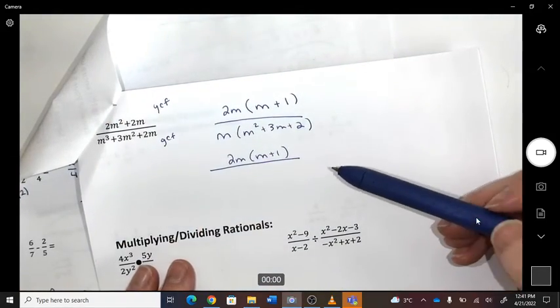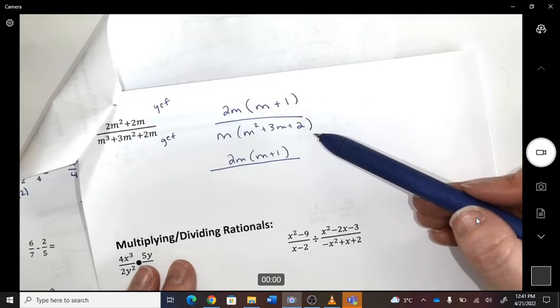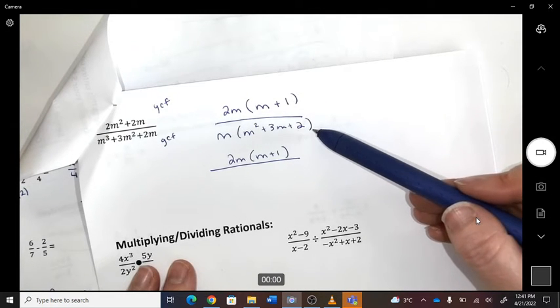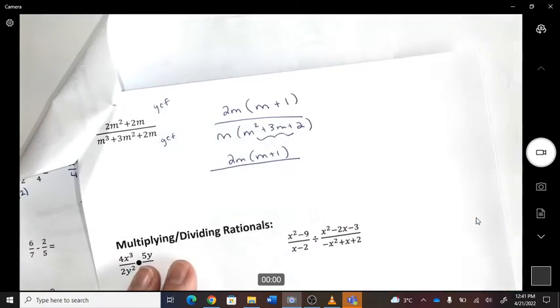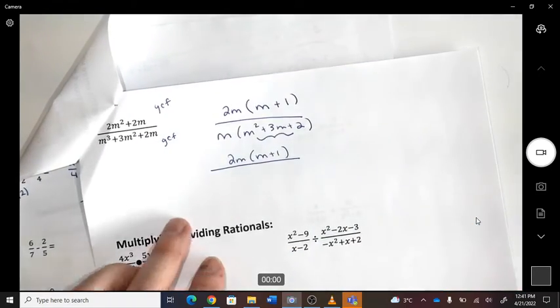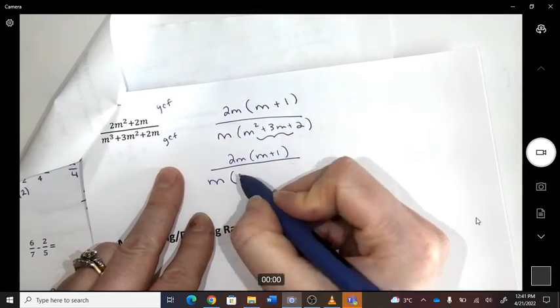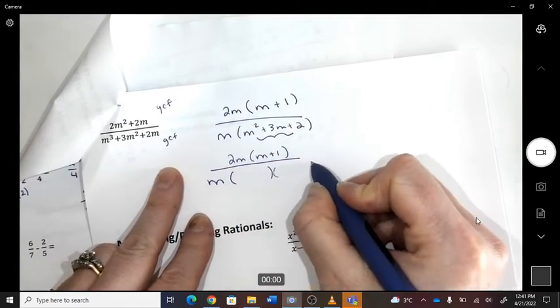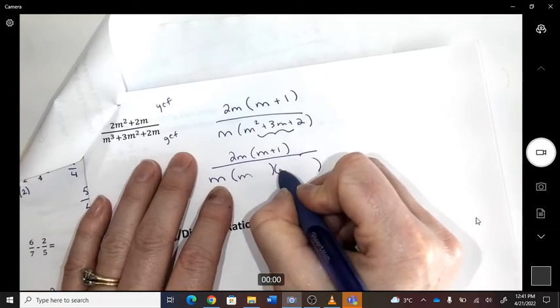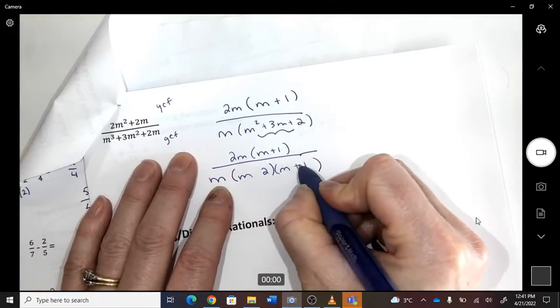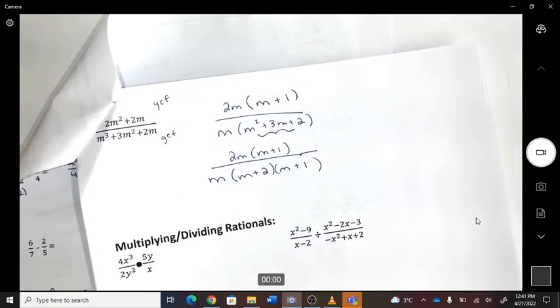Okay, on the bottom, I'm going to keep going. I can keep factoring this bottom. This portion of it is a simple trinomial. So I'm going to keep the m and then break down the trinomial yet. Multiplies to 2. Don't have many choices. 2 times 1 adds to 3.